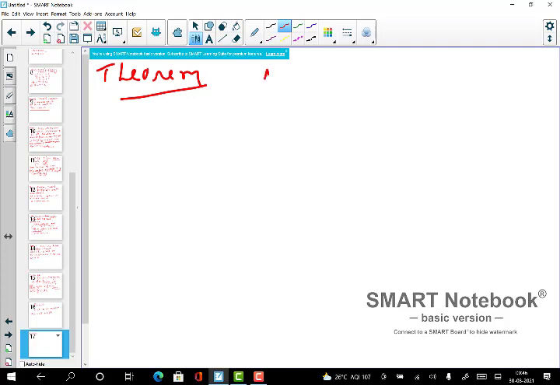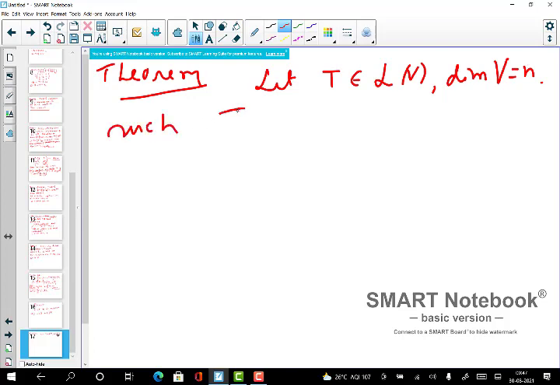So let T be a linear operator on V, and V is finite dimensional, so maybe the dimension of V equals n, and such that T splits. That means the characteristic polynomial of T splits over the field F. Okay, and splitting does not mean that it has all distinct eigenvalues. Eigenvalues may be repeated, right?